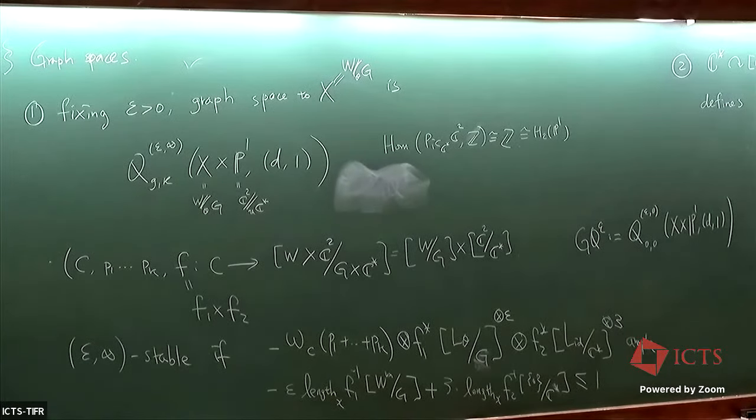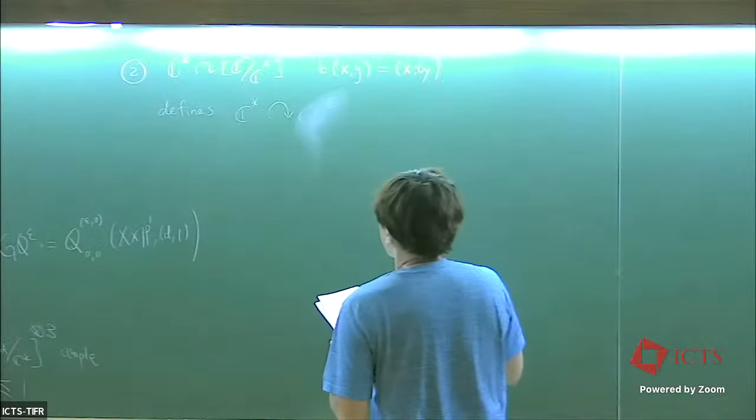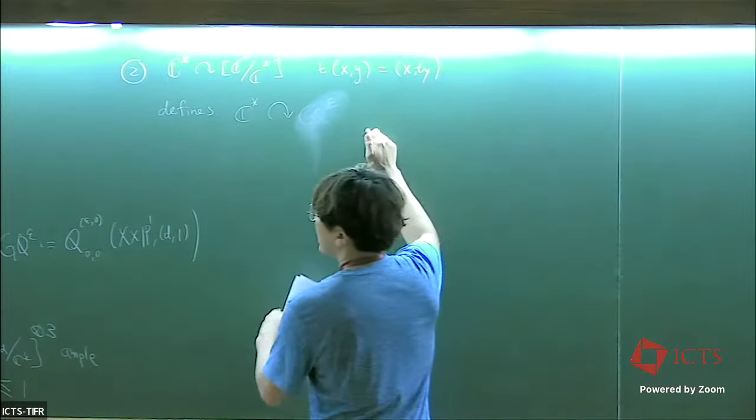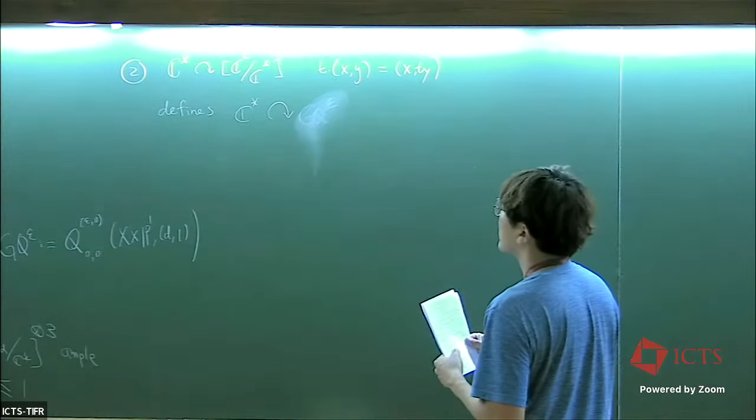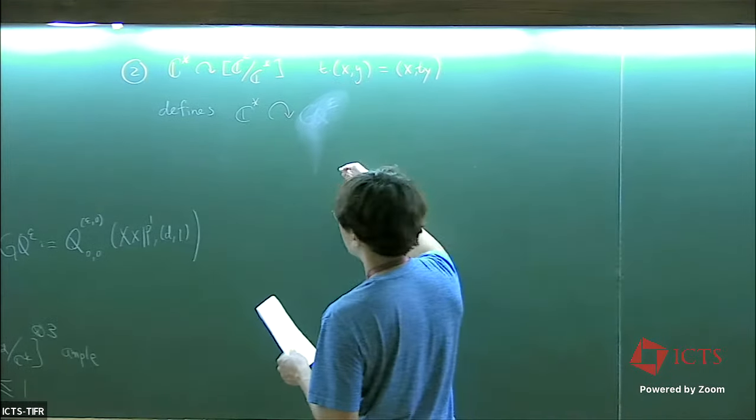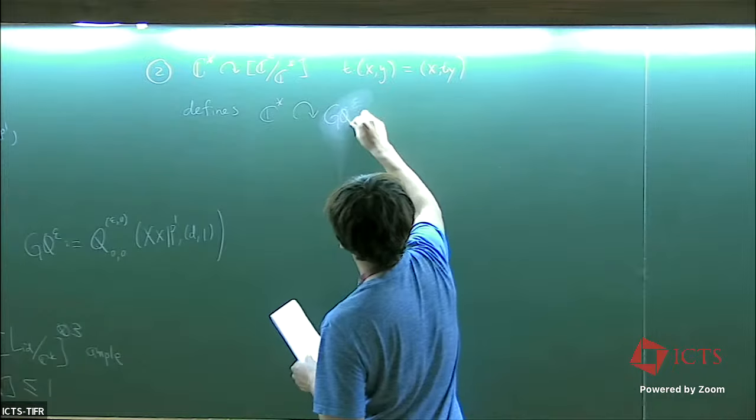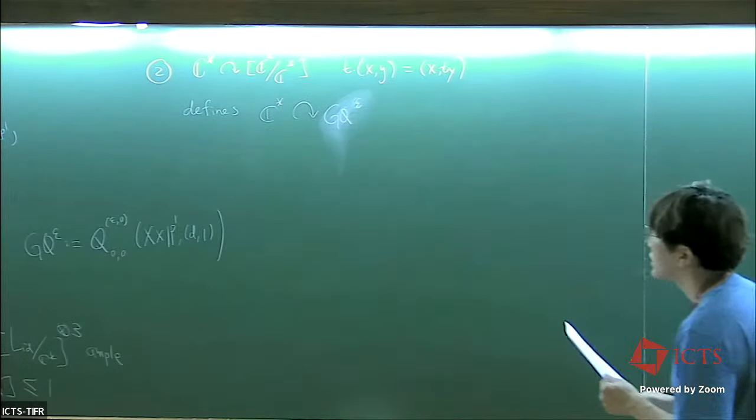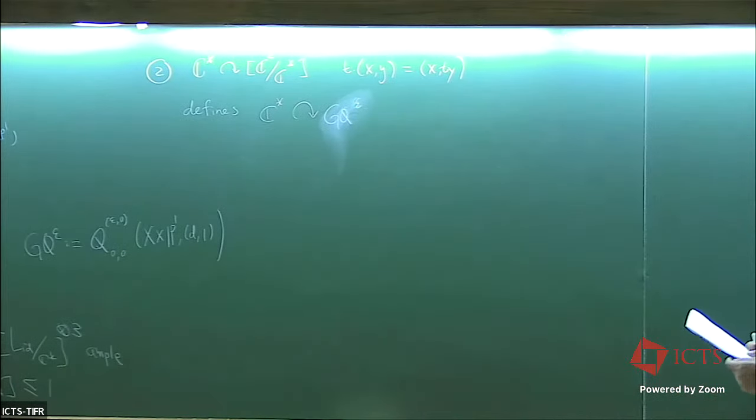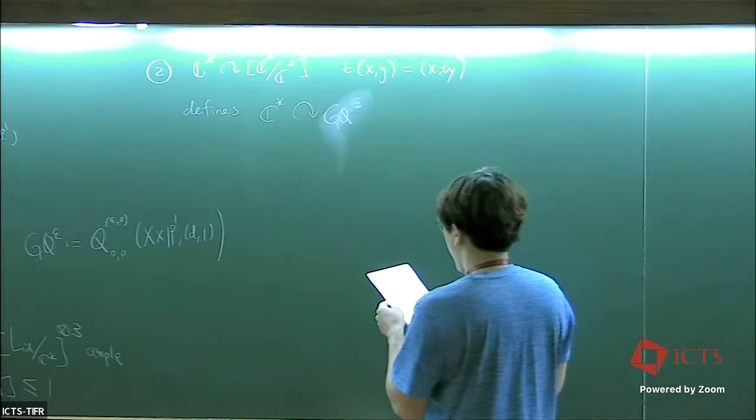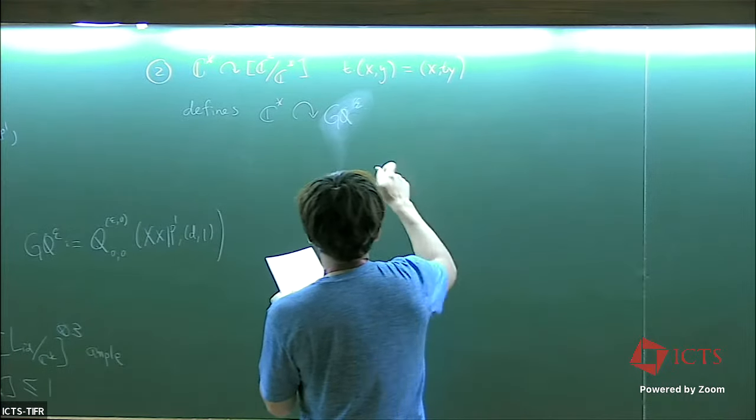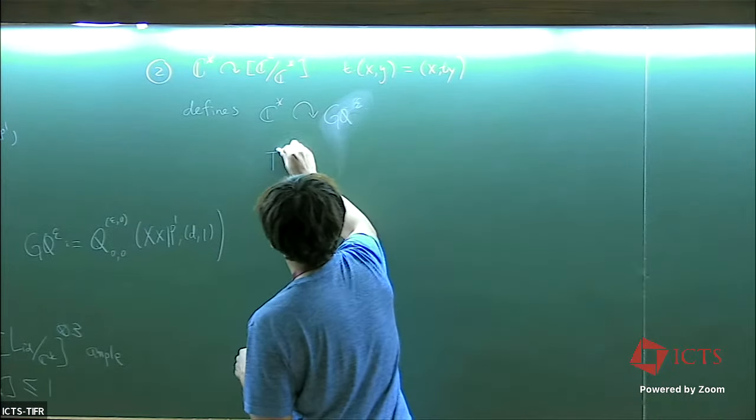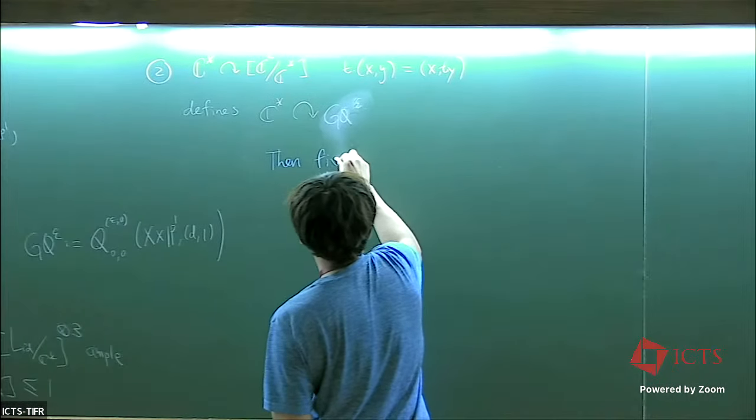Marked point is fine, but I don't know what happens if we consider higher genus. Anyway, let's assume genus 0 and no marked point. In this case, we have this action on the graph space, and then the fixed locus.